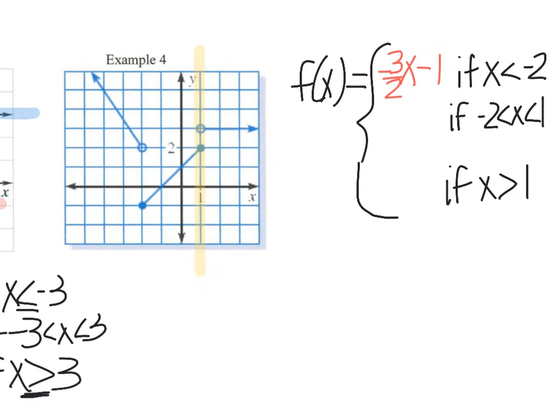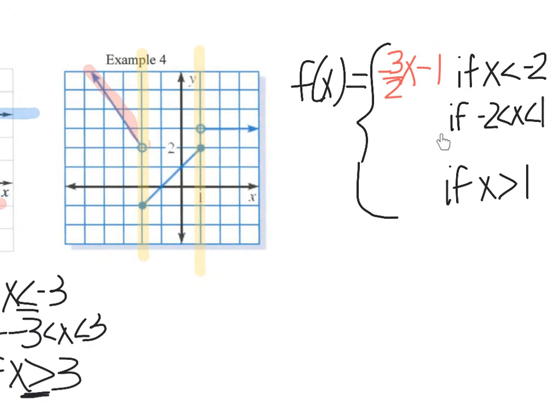Looking at this line right here, and we know this was where our domain changed, we see that this is an open circle for this line. So therefore, we leave this as just x is less than -2 because we're not including -2 in this line.